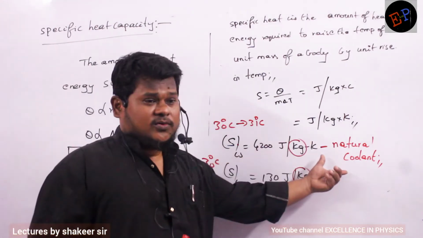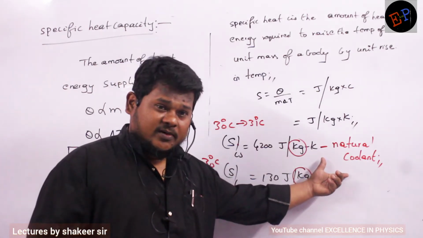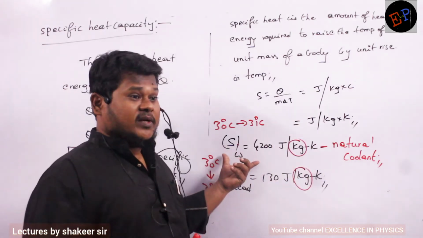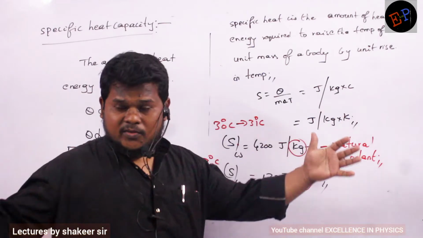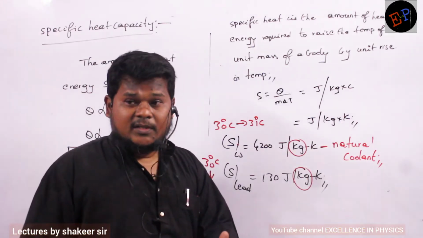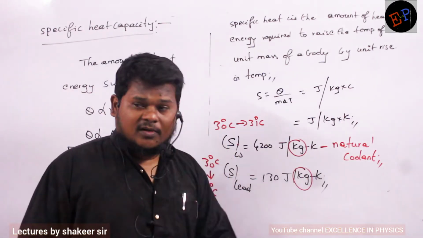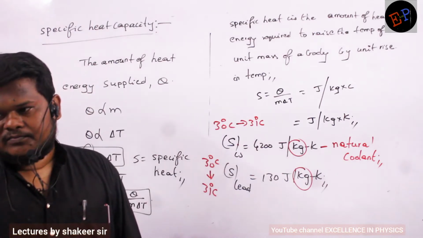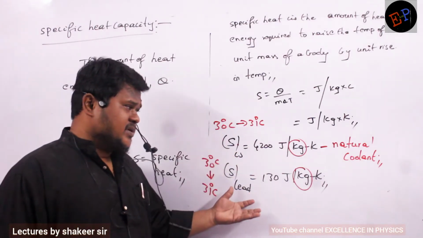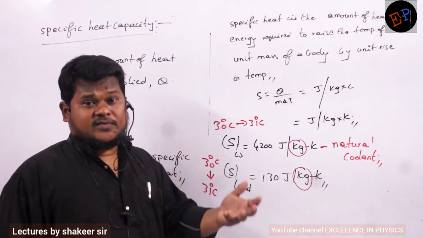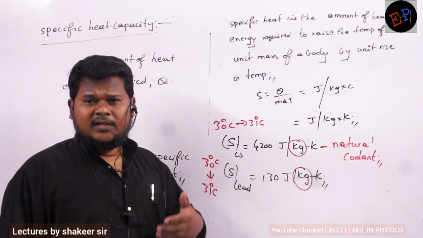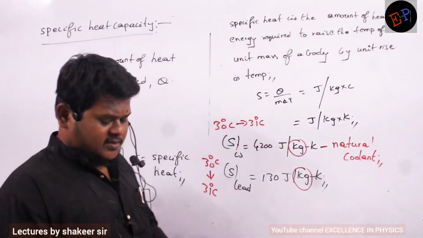Because water is a very good coolant. Why is it a very good coolant? Because its specific heat is very large. So it takes a huge amount of heat from the car engine, but still its temperature will not rise by greater value. So specific heat depends on what? Depends on nature of the material. It changes from material to material. That is the meaning of it.